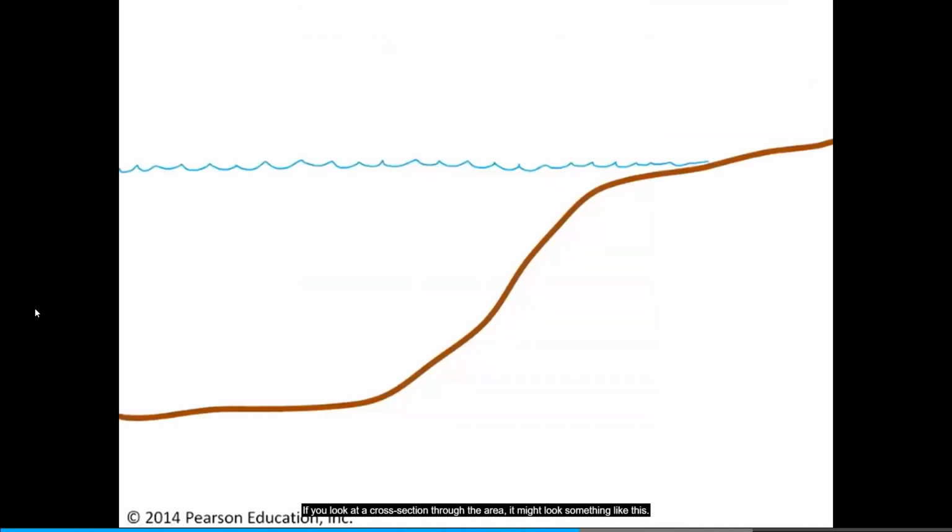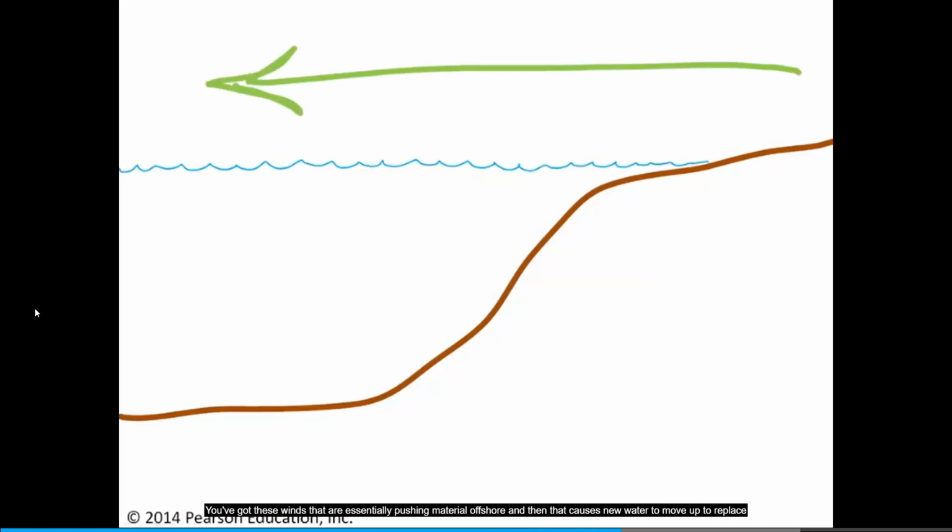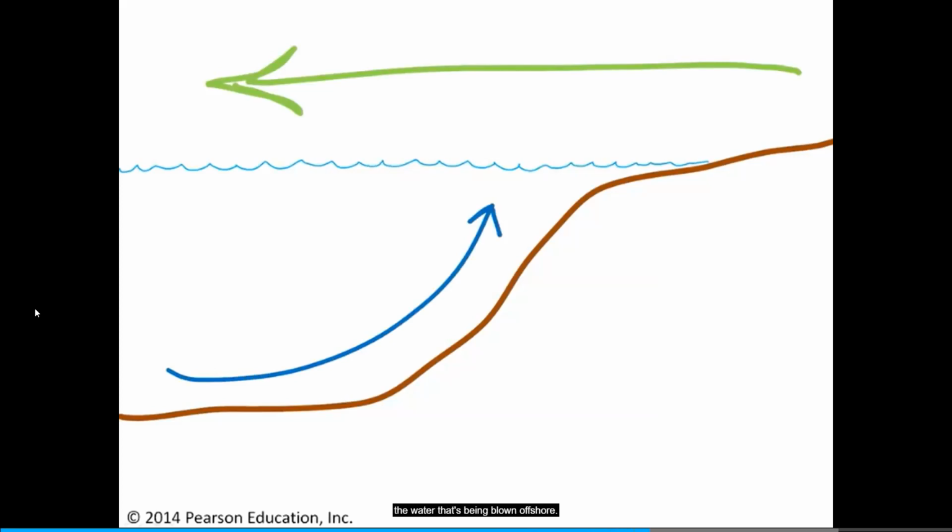If you look at a cross-section through the area, it might look something like this. You've got these winds that are essentially pushing material offshore, and then that causes new water to move up to replace the water that's being blown offshore. The water that's coming up from depth has all kinds of nutrients dissolved in it that are less common in surface waters. And so those nutrients can actually fertilize the water for the plankton that are there. They are the limiting nutrient for those plankton. So the plankton basically take advantage of all that good food and they start to grow and reproduce. And so you get one of those big chlorophyll-rich patches.